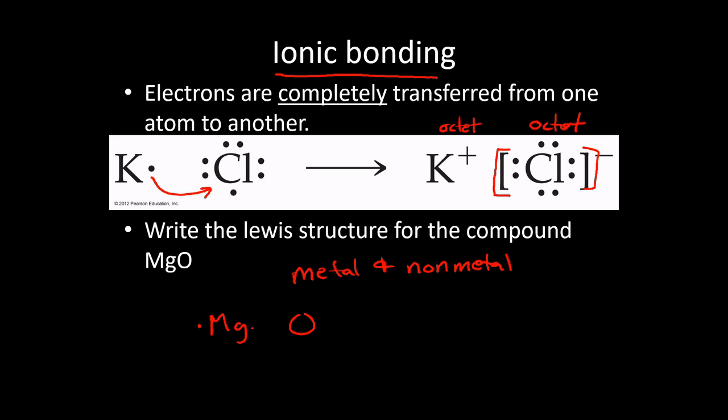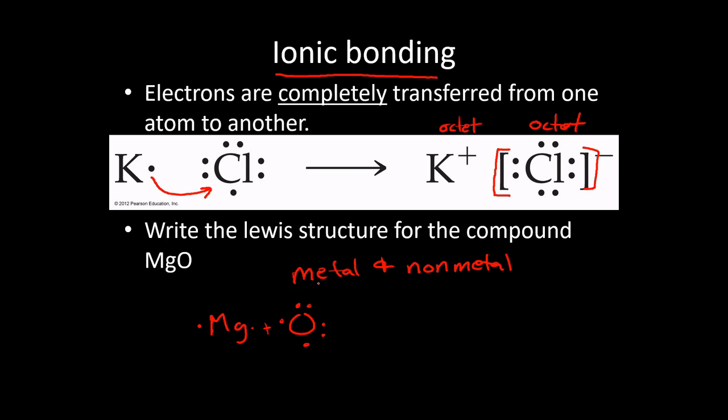So oxygen is in column 16, it has 6 valence electrons. So we have 1, 2, 3, 4, 5, 6. And actually I kind of cheated there a little bit because I knew it was going to work out this way. Technically I should have put 1, 2, 3, 4, 5, 6, but just habits, I knew it was going to work out this way, and so I just did it the short way. So this is what we start with.